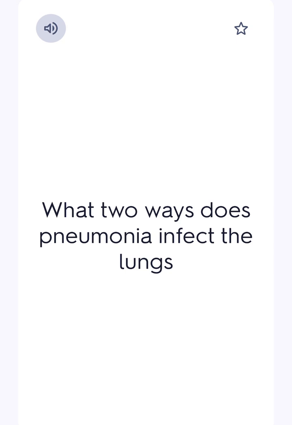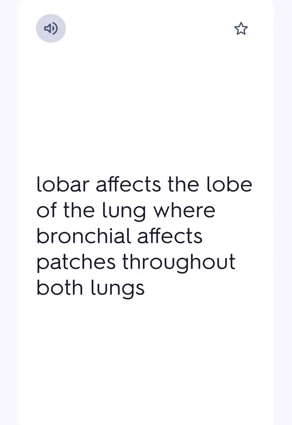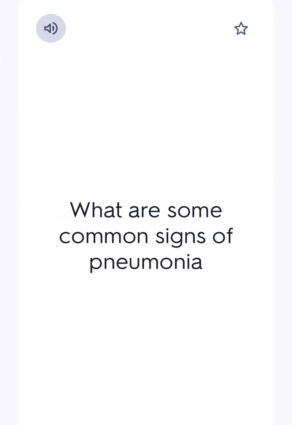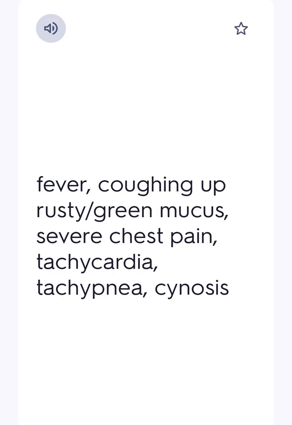What two ways does pneumonia infect the lungs? Lobar affects the lobe of the lung, where bronchial affects patches throughout both lungs. What are some common signs of pneumonia? Fever, coughing up rusty/green mucus, severe chest pain, tachycardia, tachypnea, stenosis.